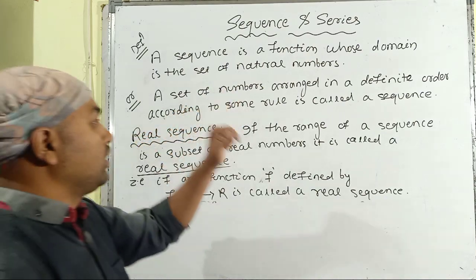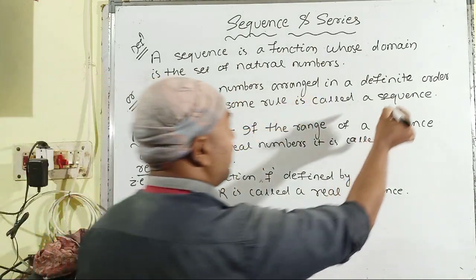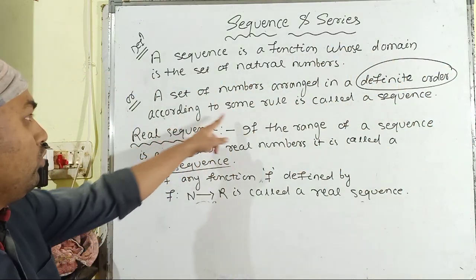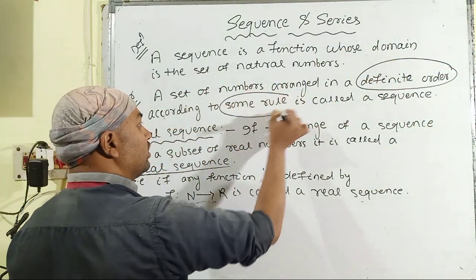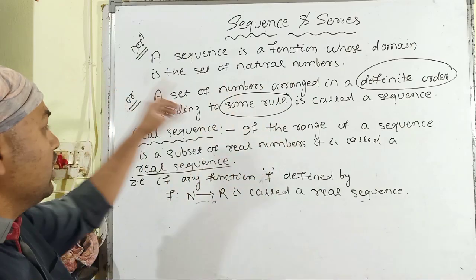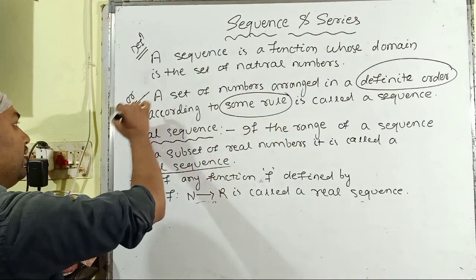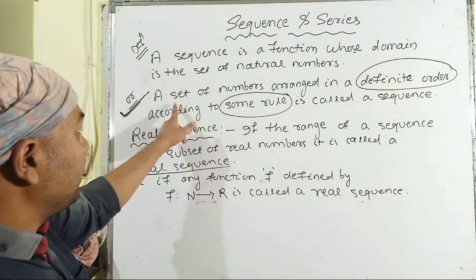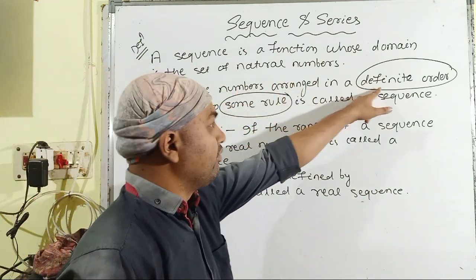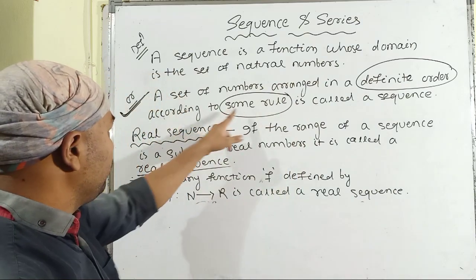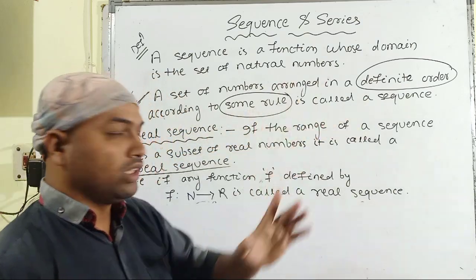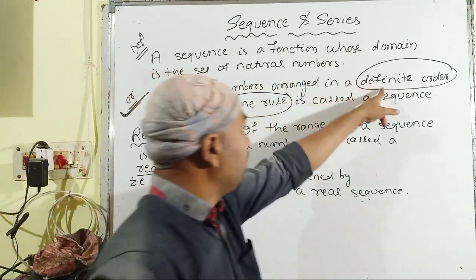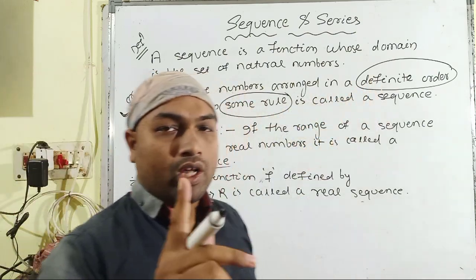A set of numbers arranged in a definite order, here is the first condition, according to some rule, here is the second condition, is called a sequence. Generally, we use this definition in our chapter rather than the earlier one. A set of numbers arranged in a definite order and according to some rule is called a sequence. The sequence or the number of terms which obey both of the conditions is called a sequence.